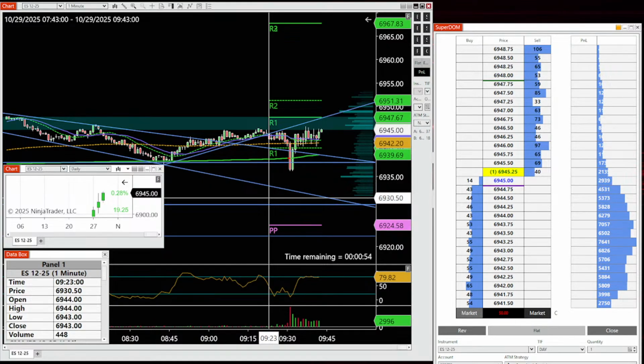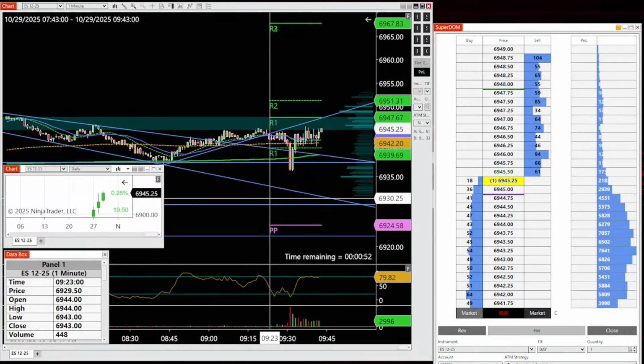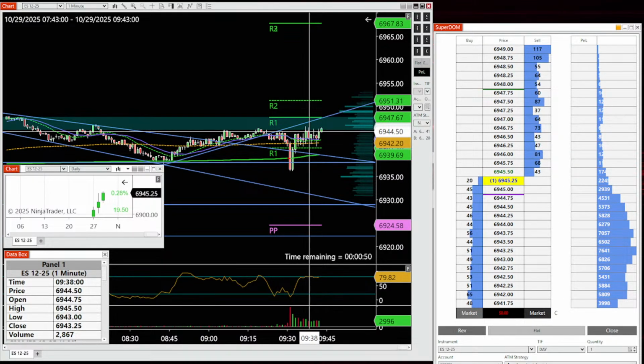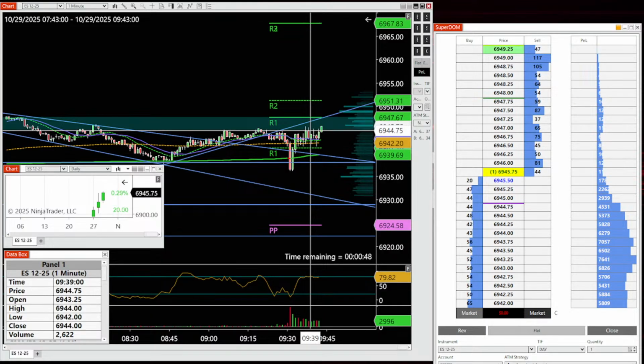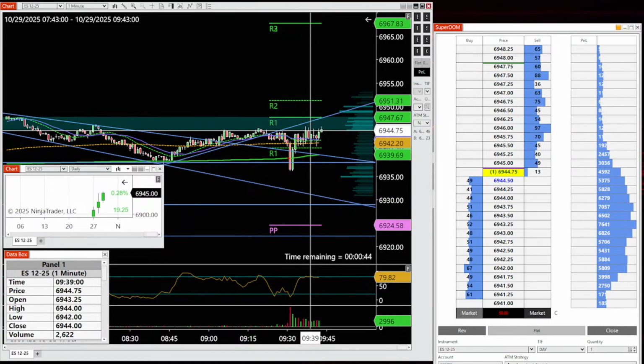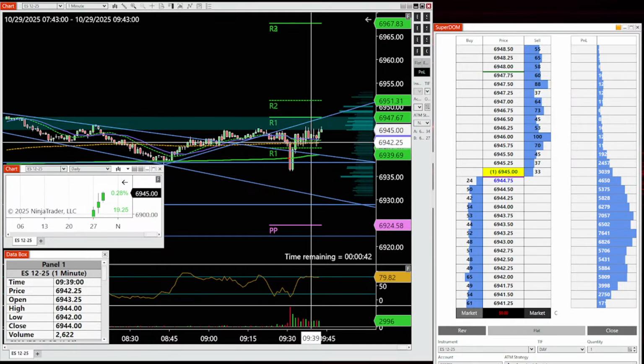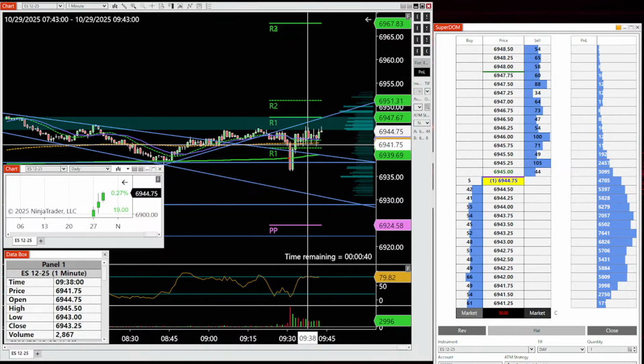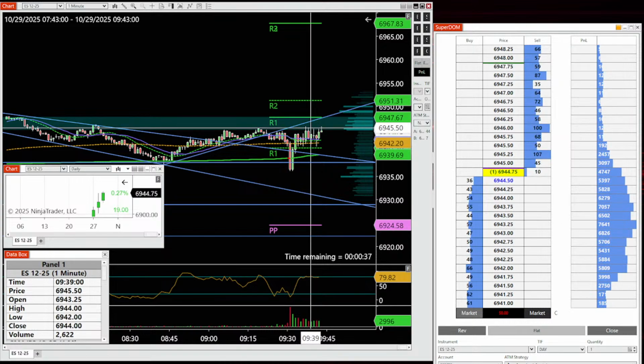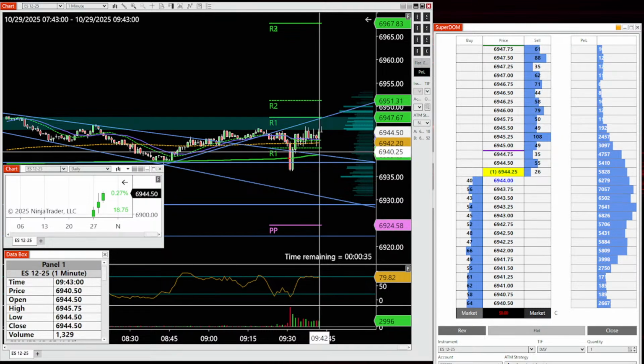Another 15-minute bar is about to open up in about 3 minutes, so it could possibly make a move to set up the next 15-minute bar. It'll do that sometimes. It'll wait until the last few minutes of the next bar opening up to make a move.